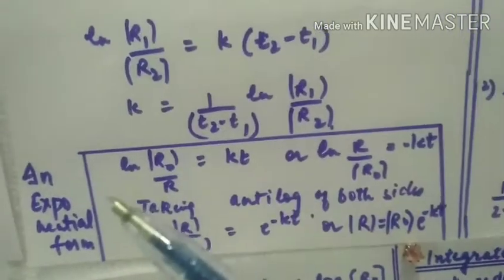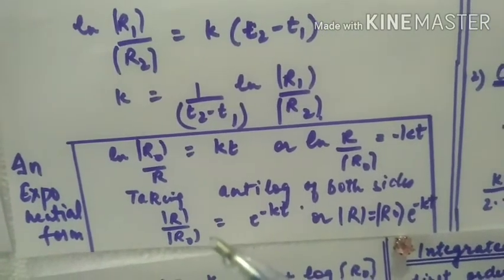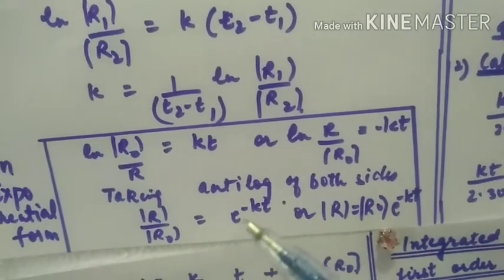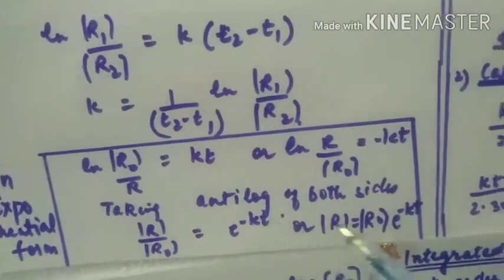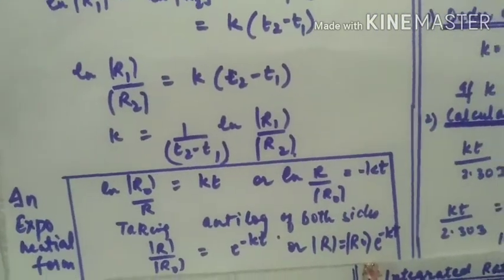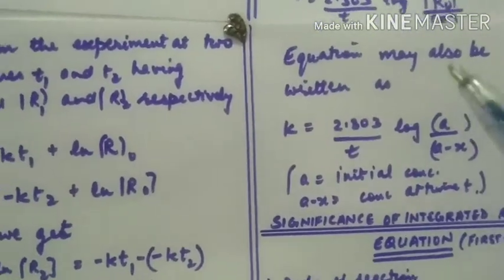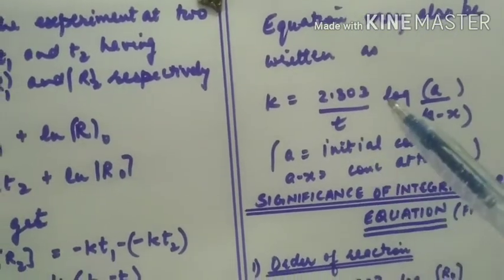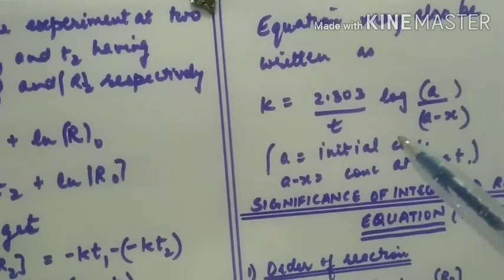Taking antilogs, the antilog of log will cancel out. This remains R upon R naught, which is equal to e raised to power minus Kt, or R is equal to, taking R naught to this side, R naught into e raised to power minus Kt. Another form of writing the first order equation is K is equal to 2.303 upon t log of initial concentration A, final A minus x, so A upon A minus x.